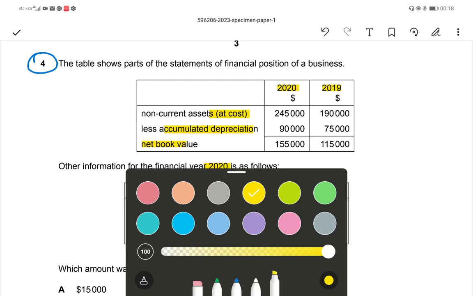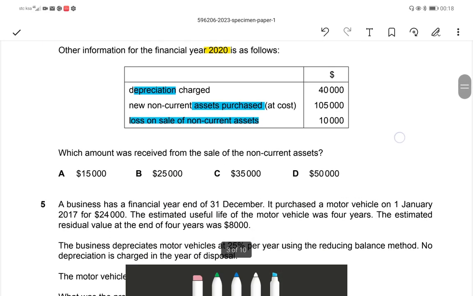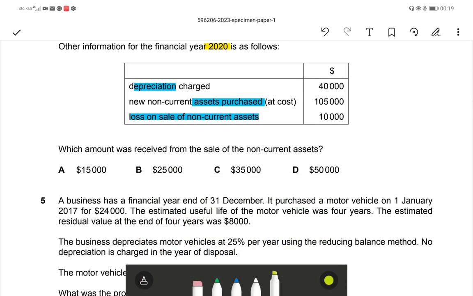It shows the depreciation of this year, the non-current asset they purchased, and the loss on sale of non-current asset. So what is the question? The question is, what amount was received from the sale of the non-current asset? Here the loss amount is given, but we don't know which asset was sold or what amount was received.